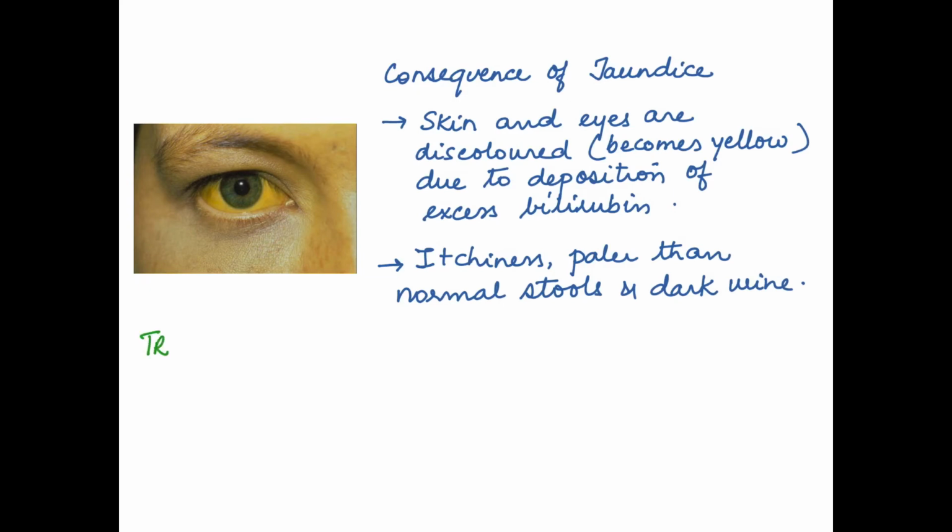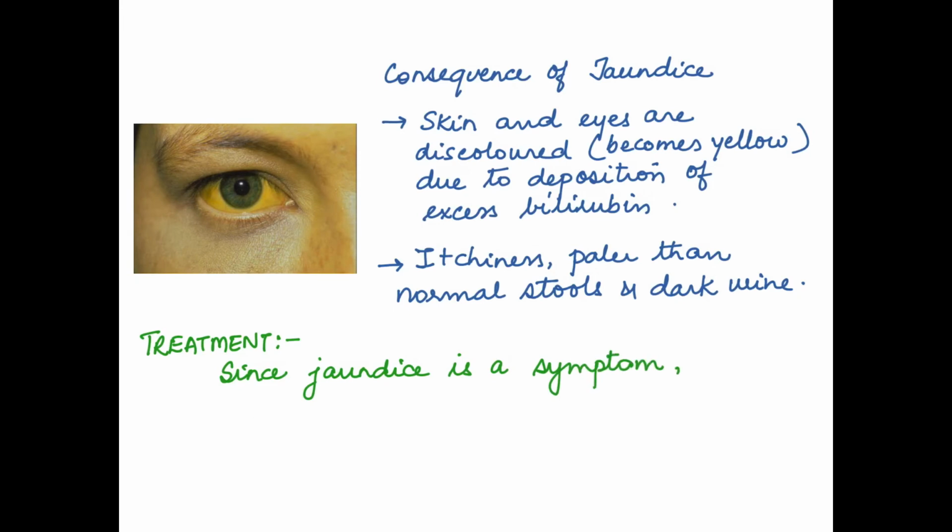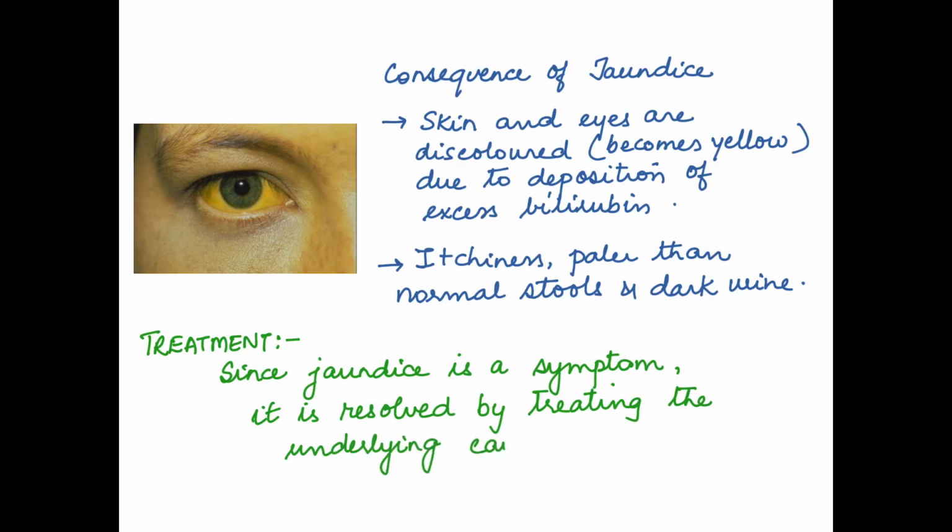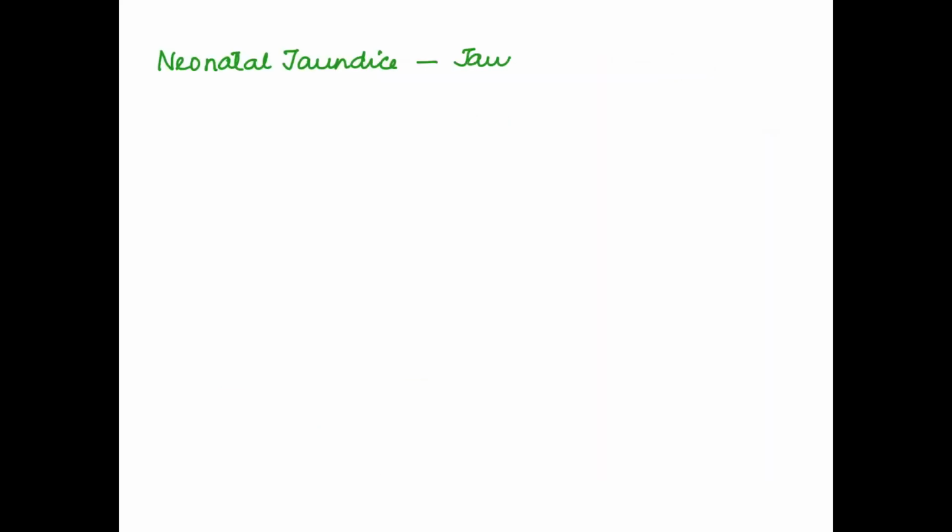Other symptoms or other consequences are itchiness, then paler than normal stools, that is they are not as yellowish as they normally are, and dark urine. Treatment of jaundice. Since jaundice is actually a symptom of the non-functioning of the liver, it can be treated by treating any of the underlying causes, because we have seen that there are different ways by which jaundice can be caused.